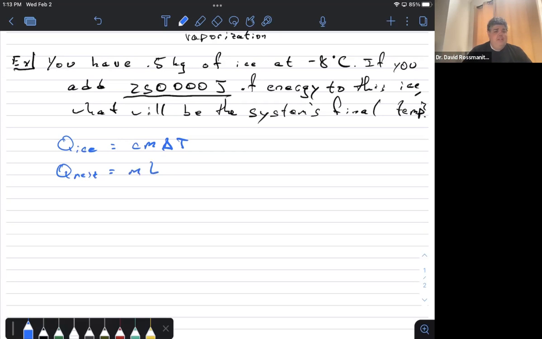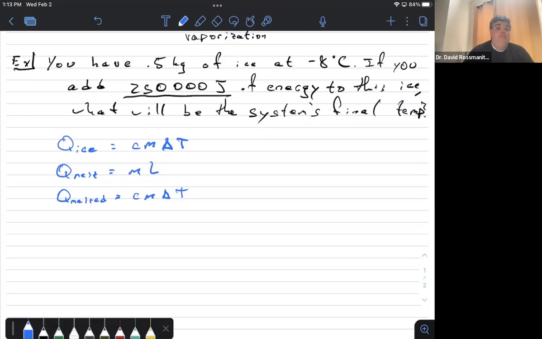Now that this ice is melted, it's now liquid water. And that liquid water can keep taking in energy until there's no energy left. I don't know, maybe I used up all the energy already. I'm not sure, but we'll see. So just in case there's still extra energy, I'm going to say, well, maybe there's a Q for the melted ice. That melted ice can heat up to some final temperature, so there'll be a CM delta T for that guy. And so I'm going to assume this is what's going to happen in the problem.